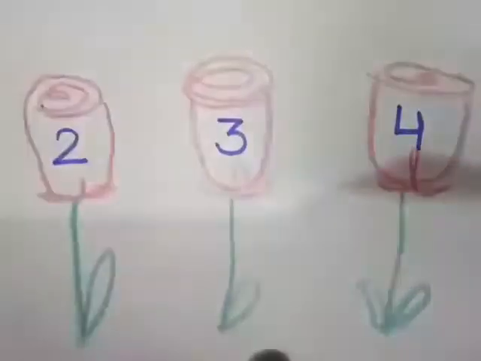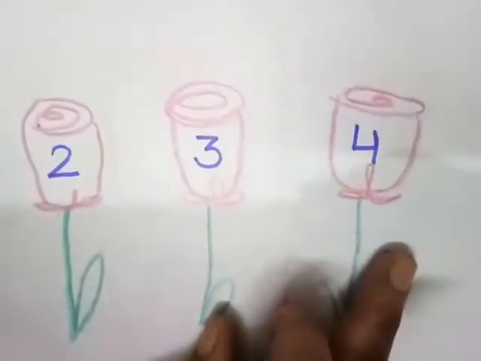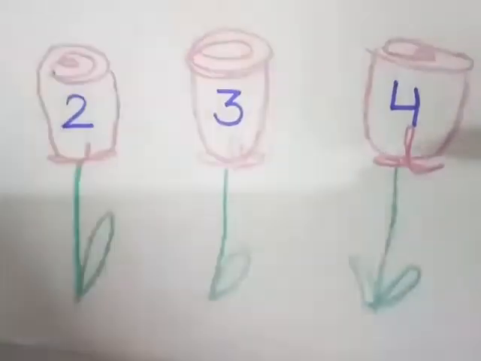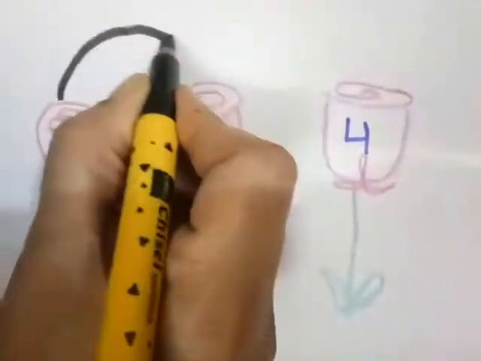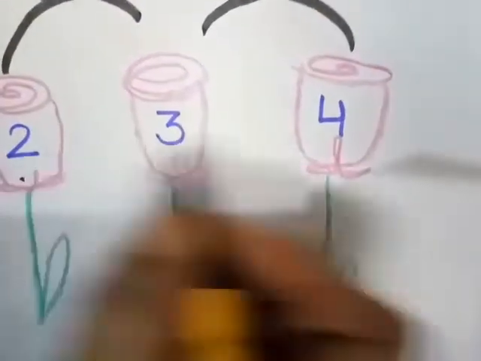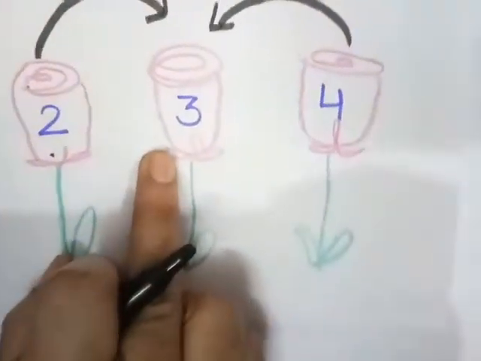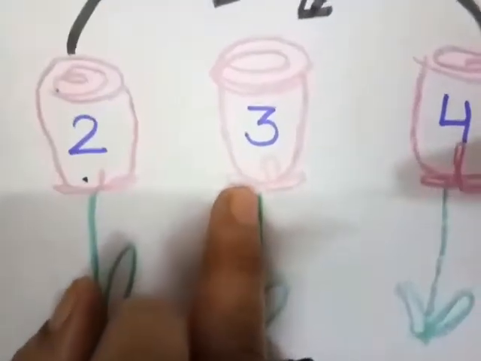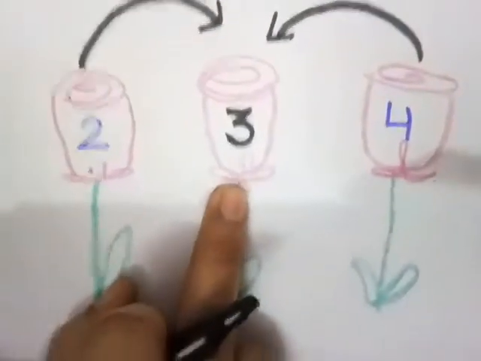Now again, these beautiful flowers. These are pink roses. Can you tell me again which number comes in between 2 and 4? This is number 2 and this is number 4. Tell me which number is in between these two numbers? Yes, this is number 3.